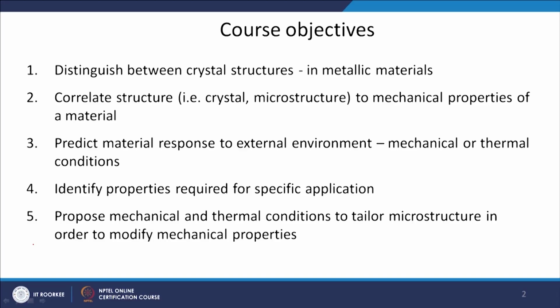You will be able to identify properties required for a specific application. So when I give you an application, we need a material for, let us say, an automobile application, maybe the structure of the automobile, or let us say I want a material for the axle of the automobile, which is continuously rotating. When it does this kind of rotation, it is subjected to a condition we call fatigue loading.